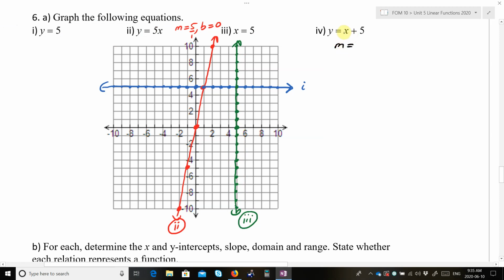And number 4, why don't we do number 4 in black? Y equals mx plus b. The m is 1, or 1/1. B, the y-intercept, is the plus 5. So there's my y-intercept, and the slope is 1/1. 1 up, 1 to the right. Or going the other way, 1 down, 1 left. Okay, and that is number 4.